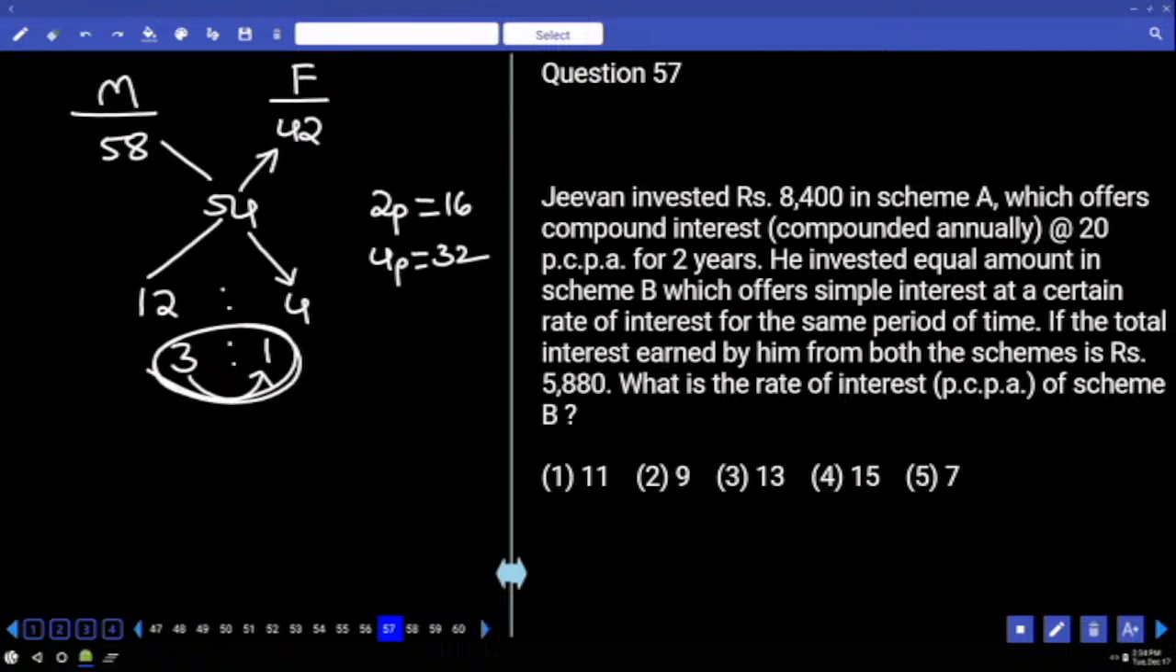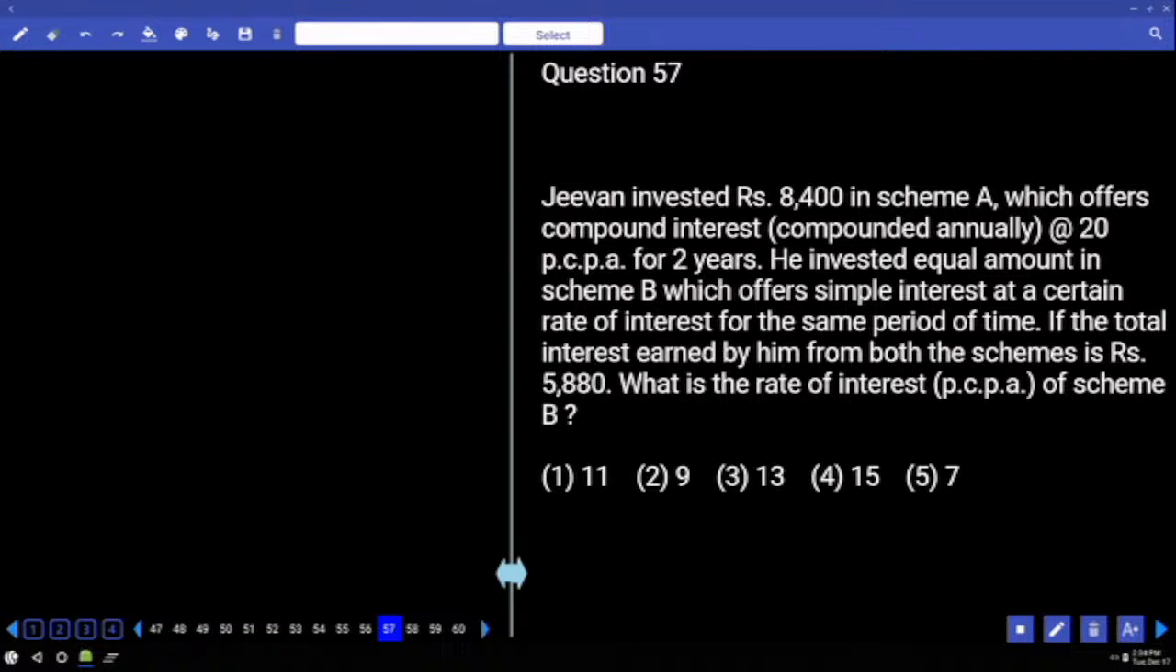Next, A invested 8,400 in scheme A, which offers compound interest compounded annually at 20% per annum for 2 years. He invested an equal amount in scheme B, which offers simple interest at a certain rate for the same period of time. If the total interest earned by him from both the schemes is 5,880, what is the rate of interest in scheme B? What is the total interest?